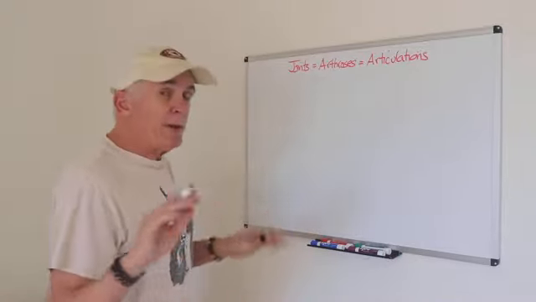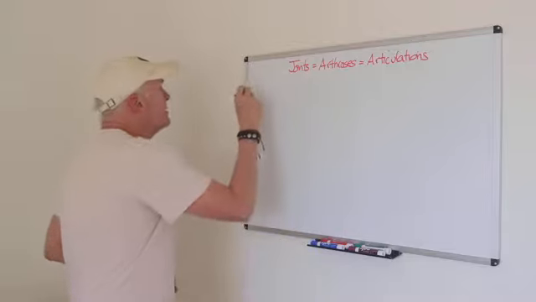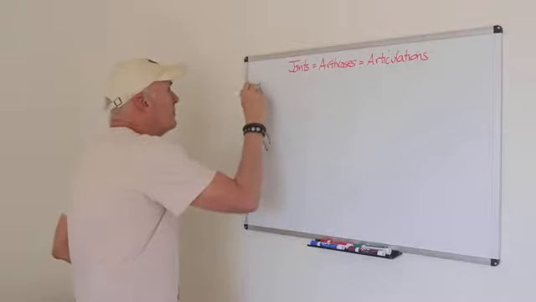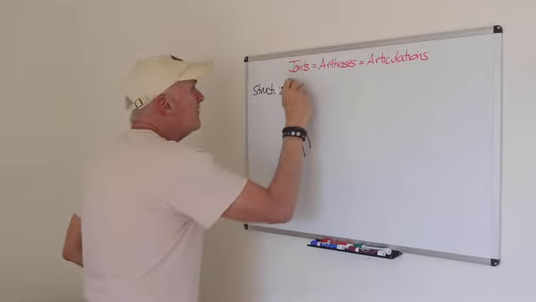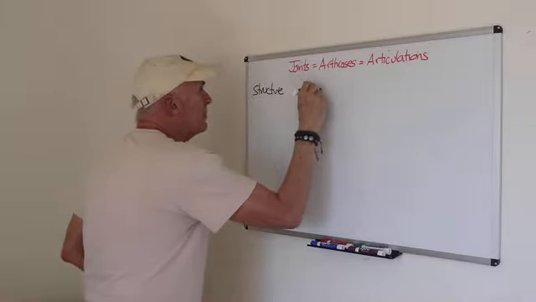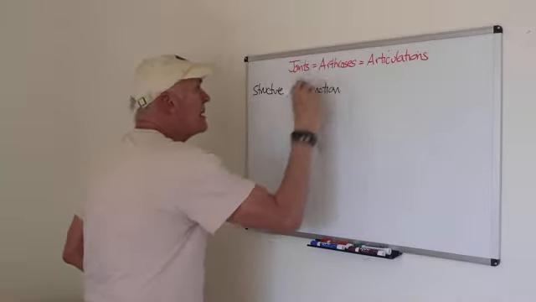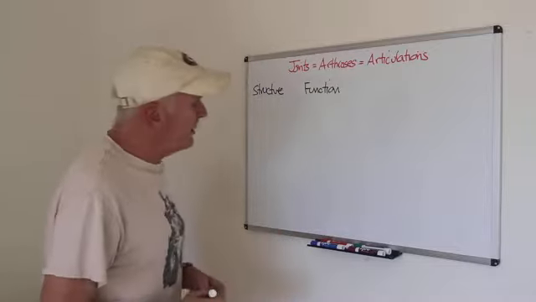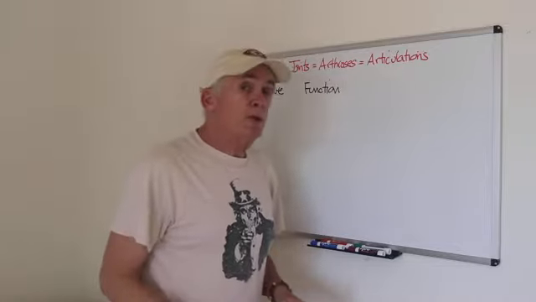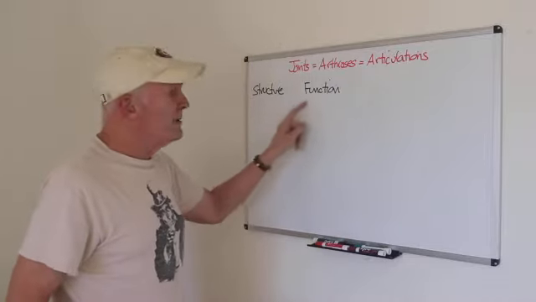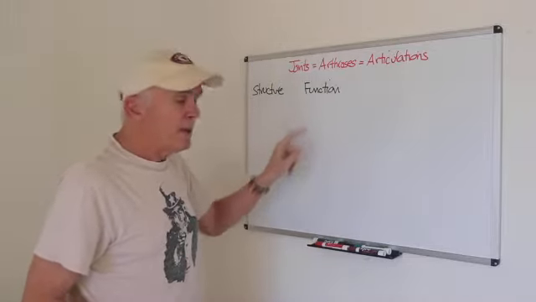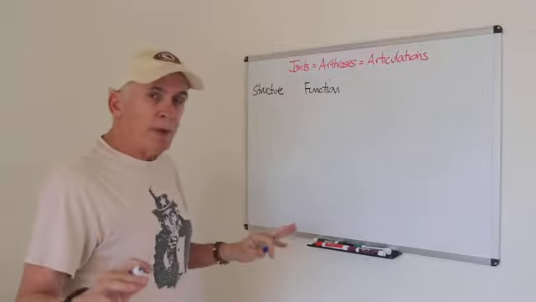Joints can be classified in two ways. Joints can be classified by structure and by function. Does that sound familiar? Does that remind you of something we've talked about before? It should. Structure and function is anatomy versus physiology, okay? So the structure of a joint.